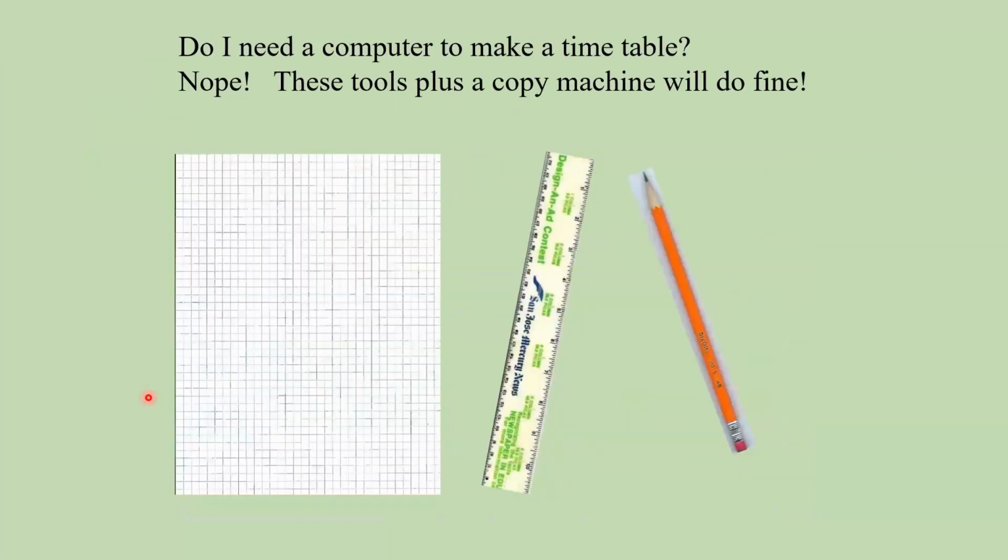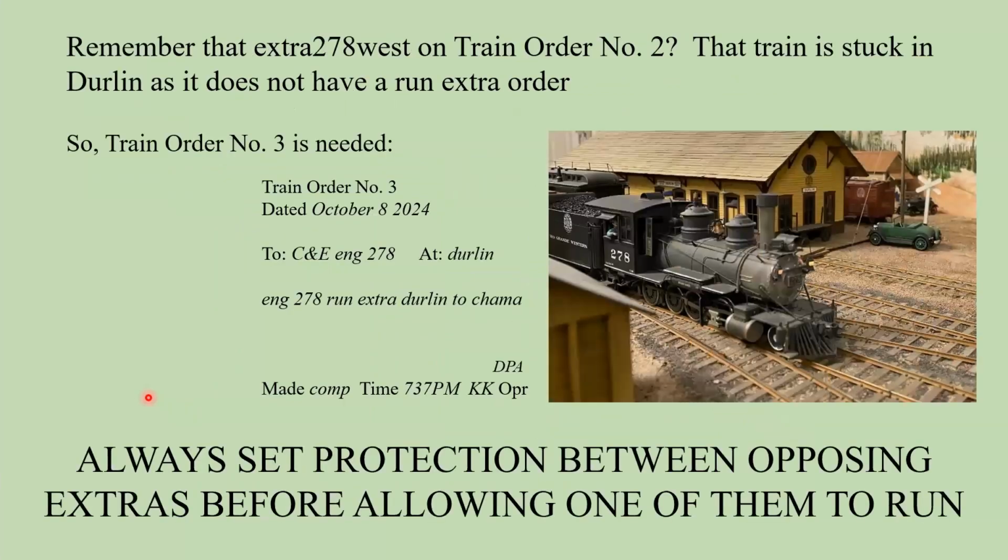Okay, do I need a computer to make a timetable? And the answer is no. A quad rule graph paper, a ruler and a pencil and a copy machine will do just fine. I mean, this doesn't have to be a lot of work or big bucks. So let's go back and see where we are here.